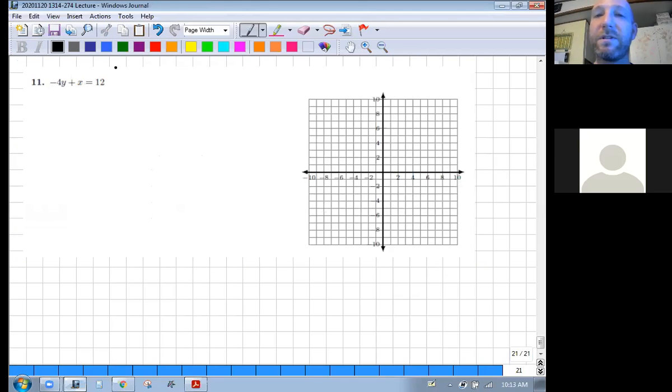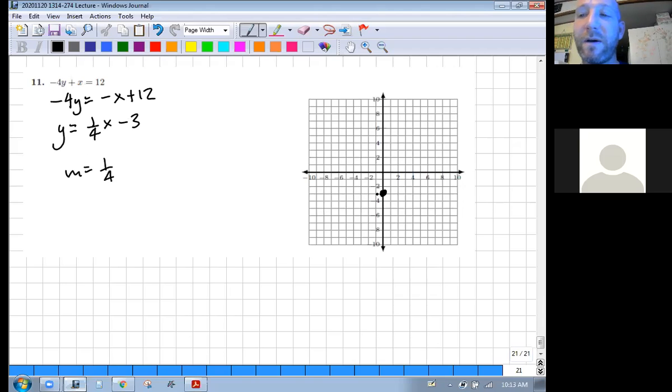All right. First thing, let's put it in slope-intercept form because it's easier that way. So now divide everything by -4. 12 divided by -4 is -3. So if we plug a 0 in for x, y is -3, right? And our slope is 1/4. So for every 1 I go up, I have to go to the right 1, 2, 3, 4. Or for every 1 I go down, I have to go to the left 4. Down 1, to the left 4.